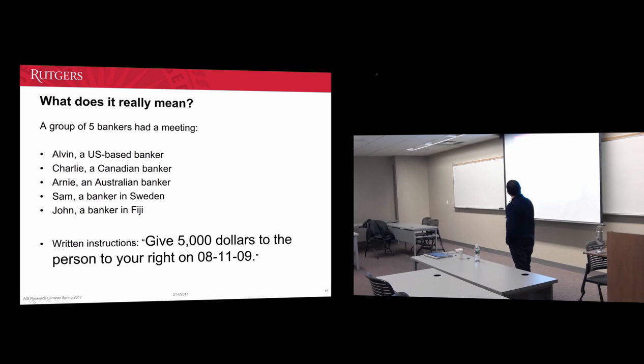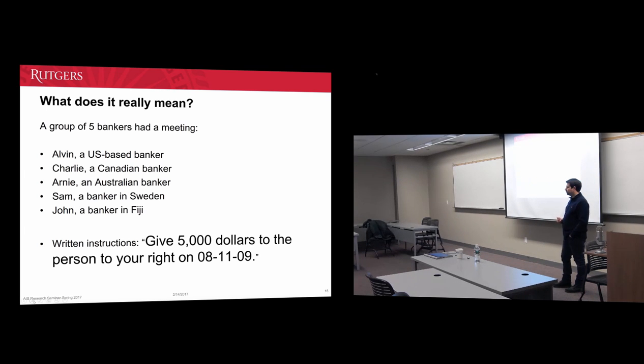Dollars means Canadian dollars, Australian dollars, exactly. What dollars? Is it US dollars, or Canadian dollars, or Australian dollars? What else? There must be a person who's at the most right. They are sitting in a circle to make it easy. But you are kind of correct on that one. You are in the right direction. Is it the person to your right now or on that date? It doesn't say. It can be the person to your right now.